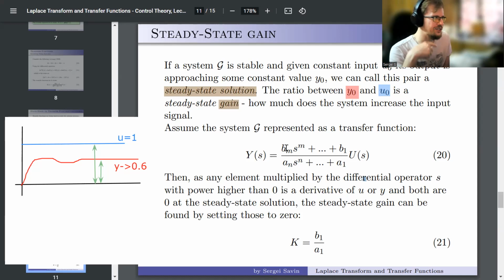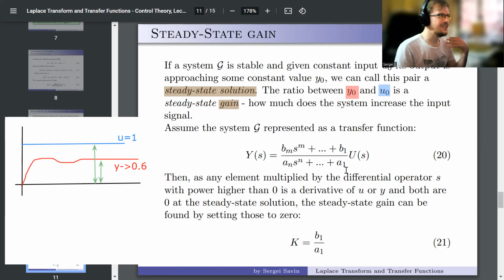When we go back to the differential equation, it would stand in front of derivatives of u and derivatives of y, right? This would be, for example, a_n times y to the nth derivative, and this would stand in front of y without derivatives. This would stand in front of the highest derivative of u. This would stand in front of u.